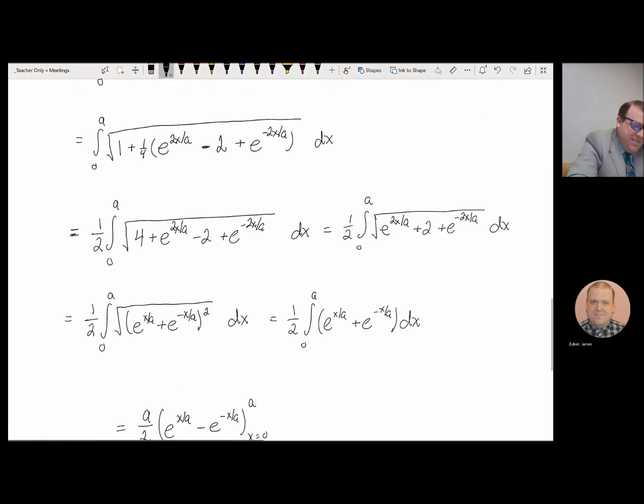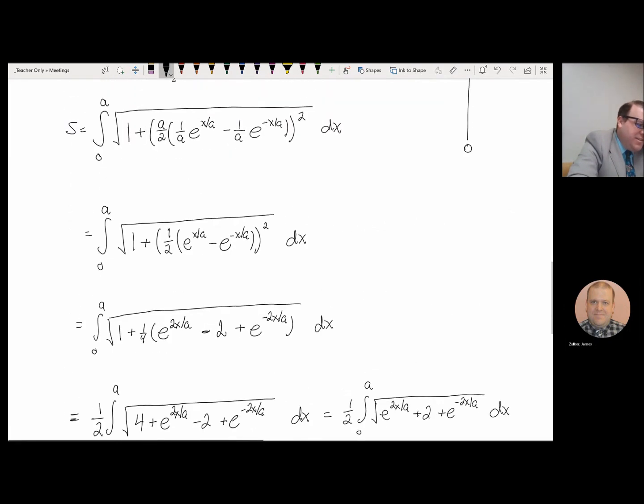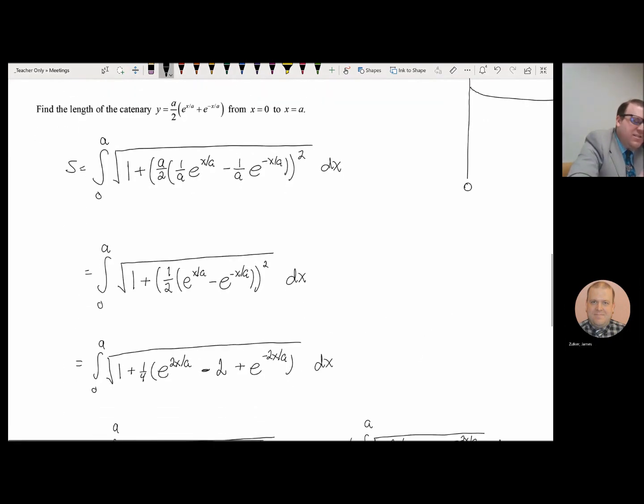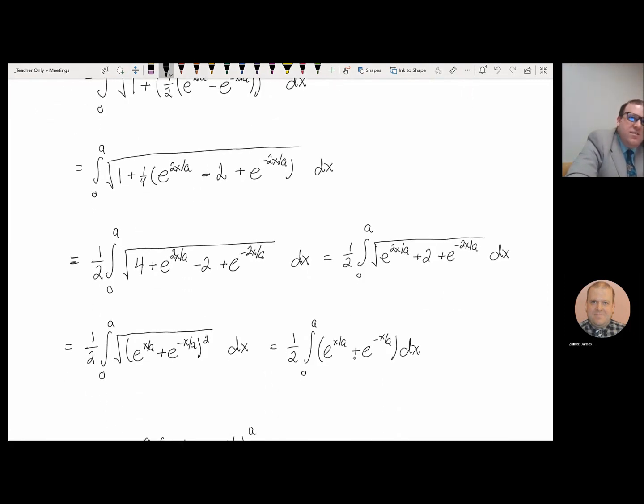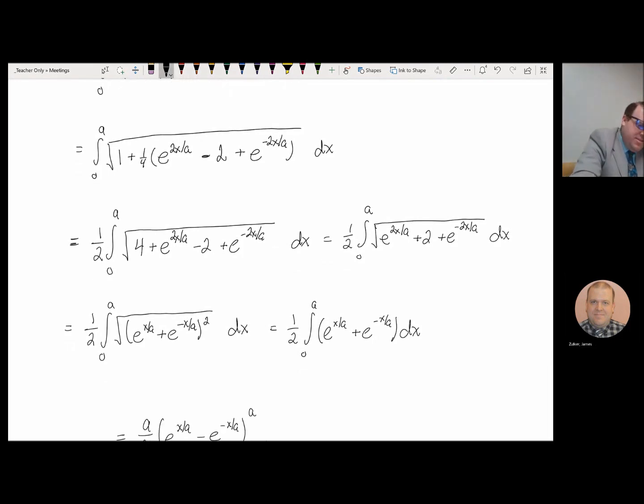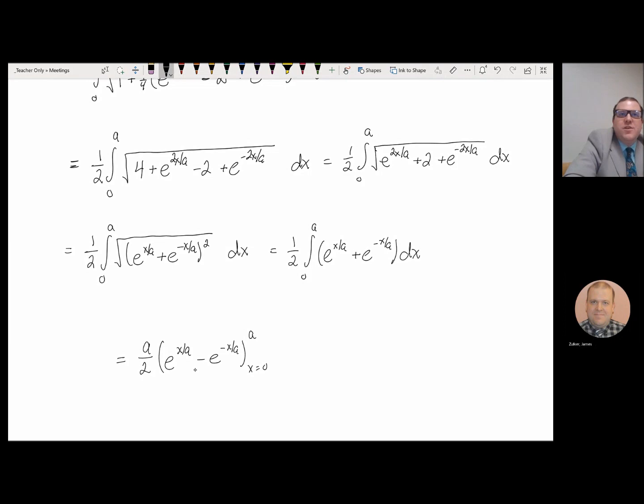Again, look at the original function. The only thing that changed, this is a plus, whereas the original derivative was a negative. So the sign in the original function is also going to just change.